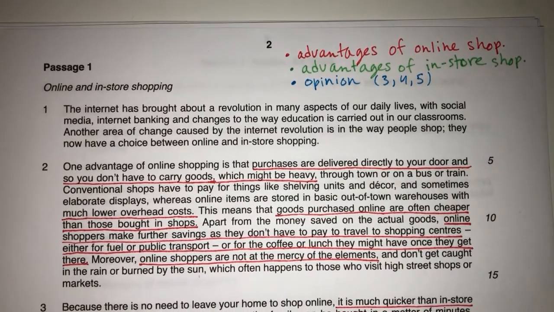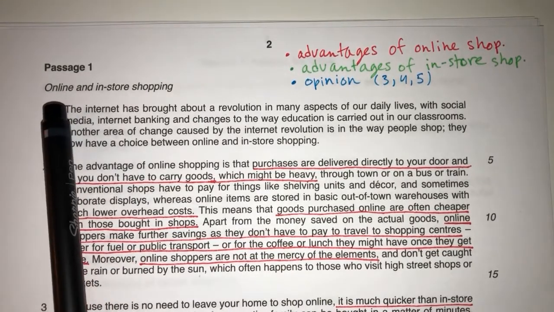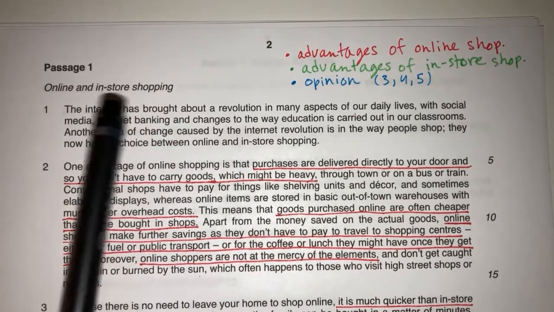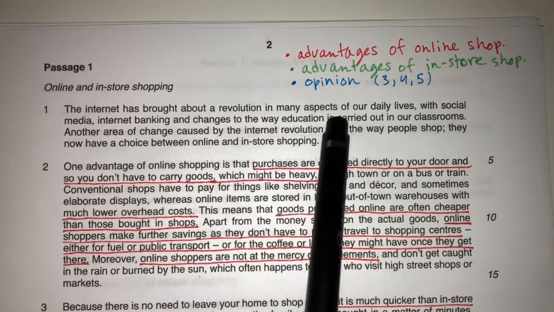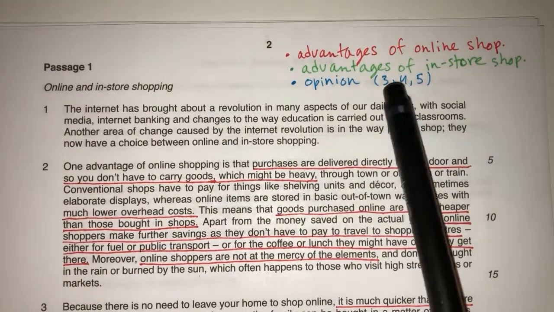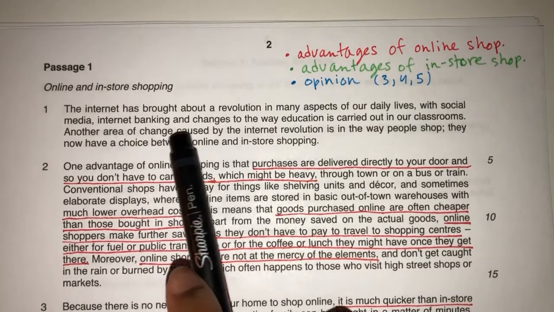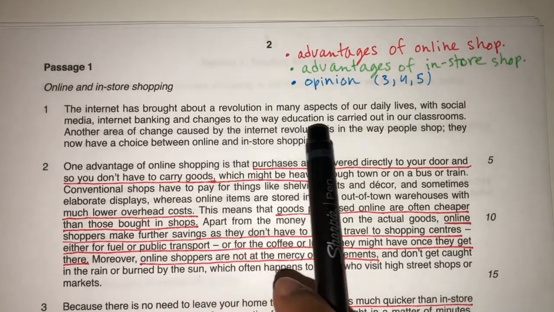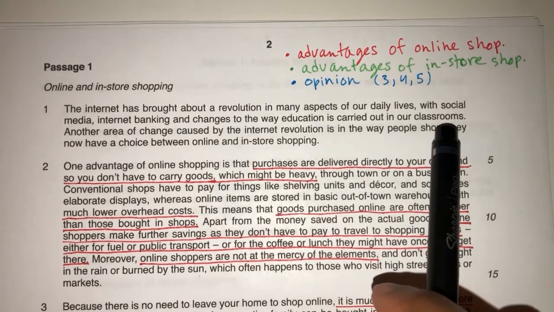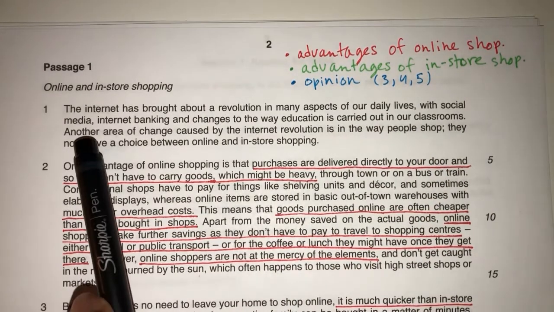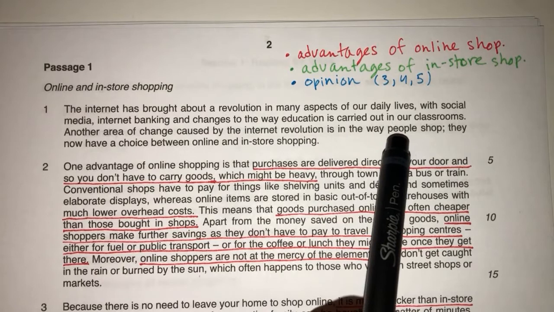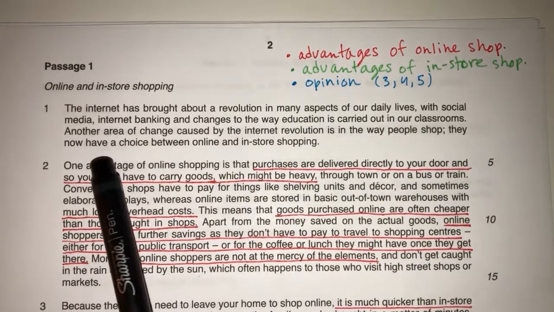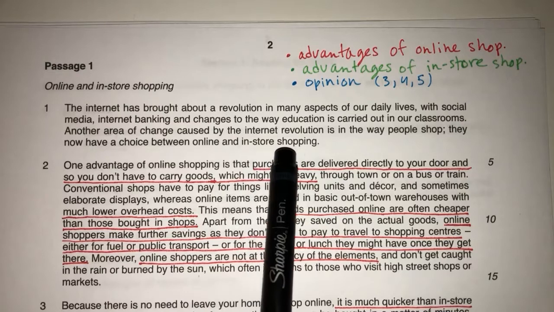Okay, so now let's go ahead and let's read our passage, online and in-store shopping. The internet has brought about a revolution in many aspects of our daily lives. With social media, internet banking, and changes to the way education is carried out in our classrooms. Another area of change caused by the internet revolution is in the way people shop. They now have a choice between online and in-store shopping.